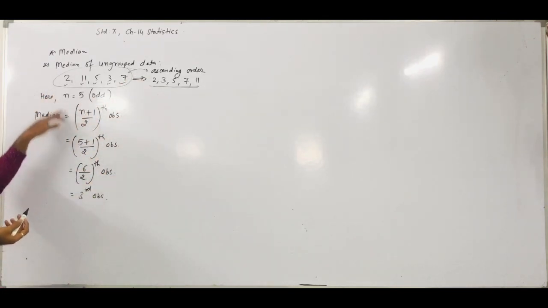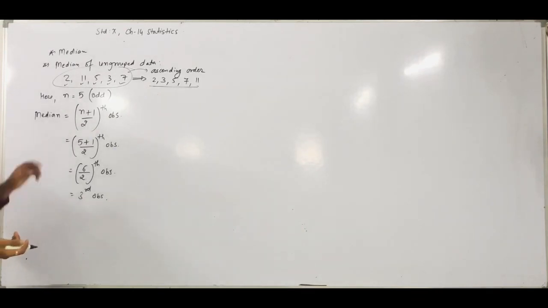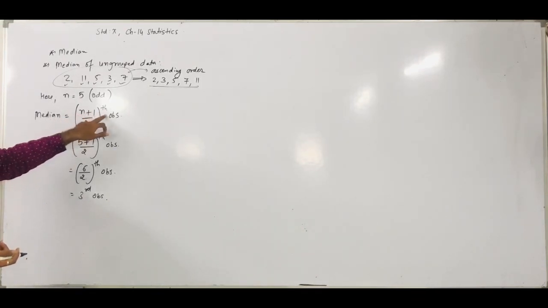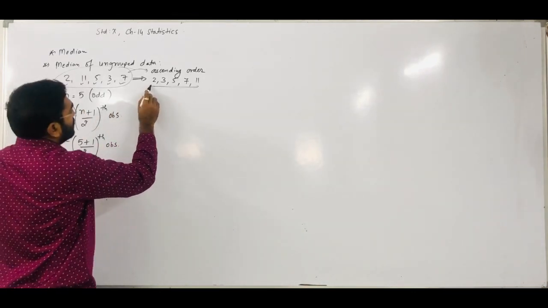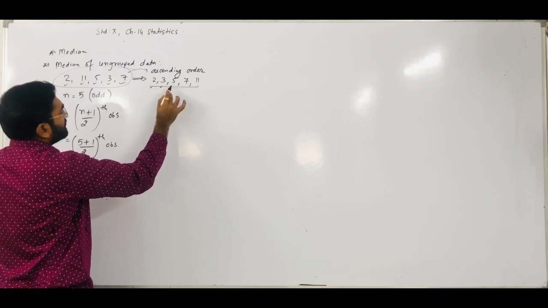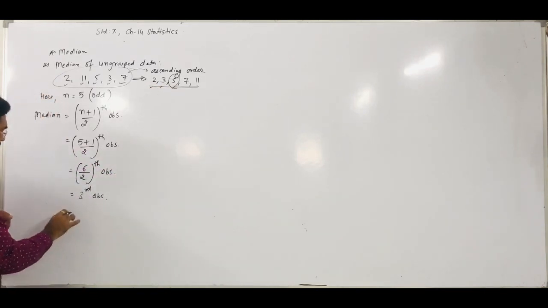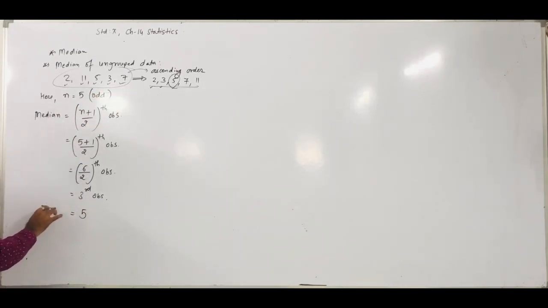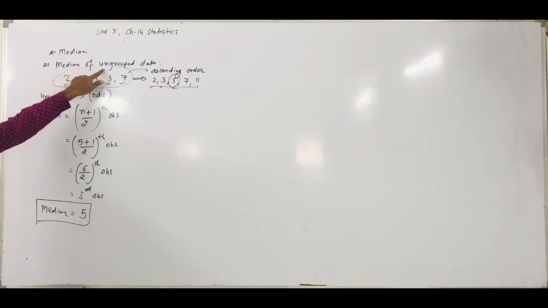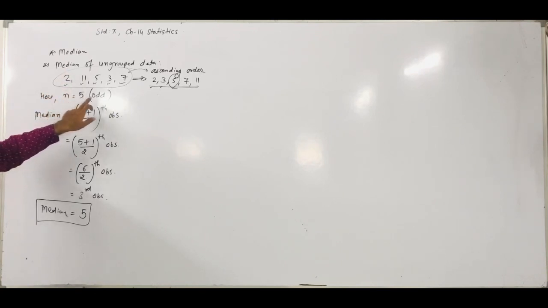Then we have to apply the formula for finding the median. Median is equal to the (n plus 1) divided by 2 th observation. Here n is 5, so (5 plus 1) divided by 2 th observation. 5 plus 1 is 6, and 6 by 2 is the third observation. In ascending order, this is the first, this is the second, and this is the third. So 5 is the third observation, and our median of the given observations is 5. So whenever ungrouped data is given, the median is to be found, and the number of observations is odd, we apply this formula.